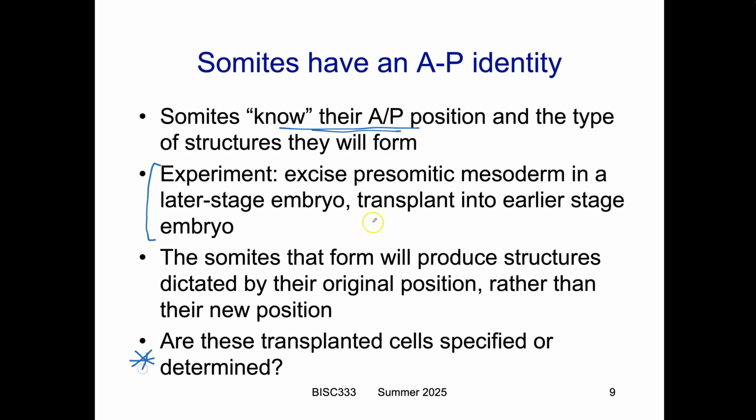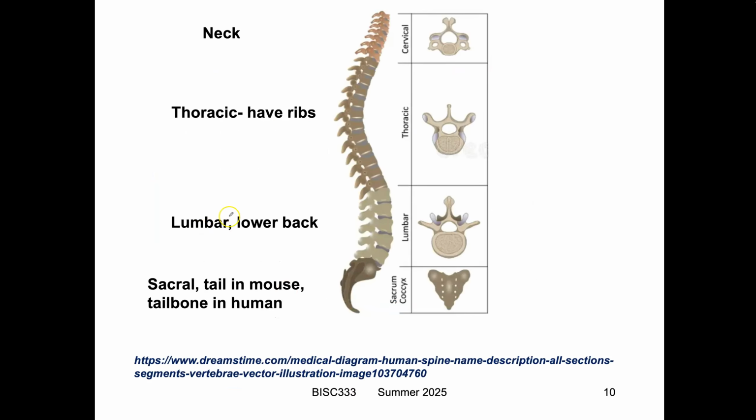So if you take a pre-somitic mesoderm in a later stage embryo and transplant into an earlier stage embryo, then when you see the somites forming, they actually produce the structures that they should have formed in their original position, rather than changing with new information at the new position. So they're forming the wrong structure. So you want to think to yourself whether those transplanted cells were specified or determined. That's one of the sort of underlying themes of the course.